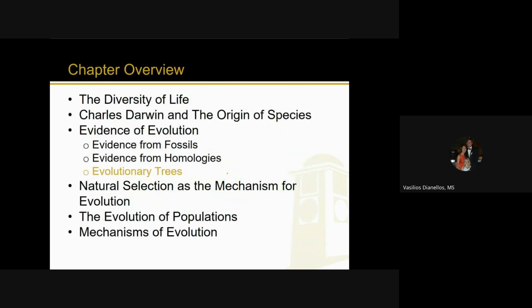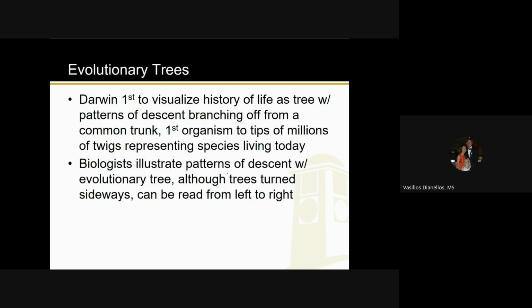All right, let's talk about evolutionary trees. Darwin was the first person to visualize the history of life as a tree with patterns of descent branching from a common trunk, with the first organism to the tips of millions of twigs representing the species living today. That's what your book says. I would just say Darwin was the first to visualize the history of life as a family tree. You're all familiar with a family tree. This is basically what we're talking about.